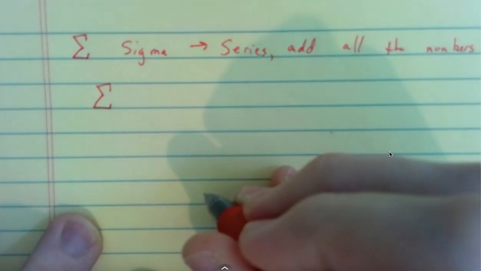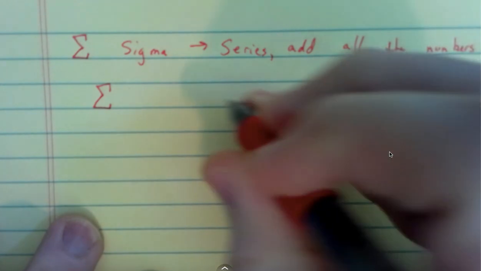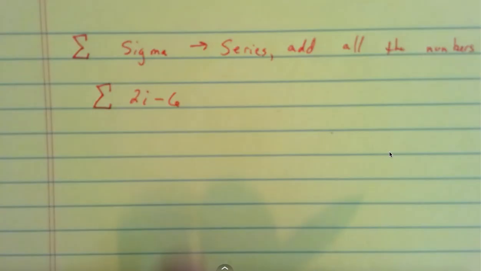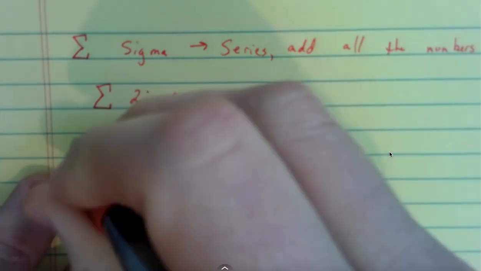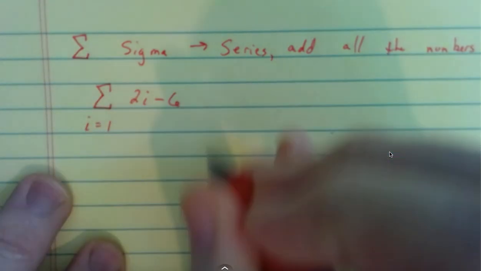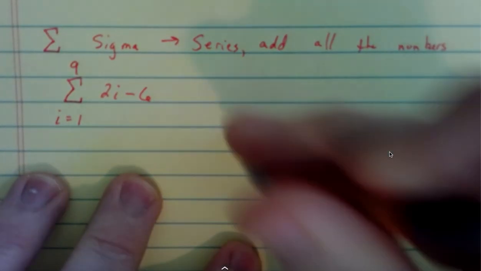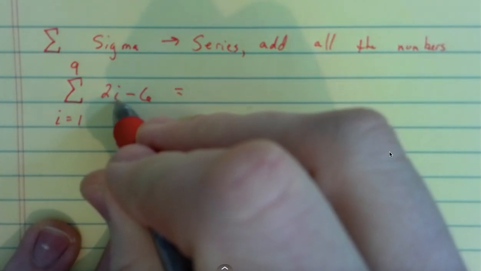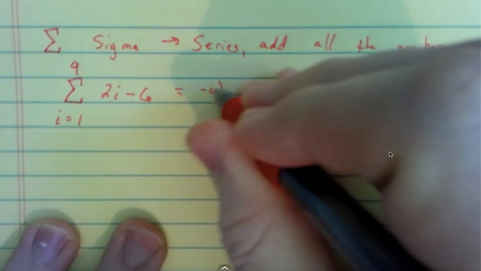Just to show you what this looks like, when we write this formula, you're going to have sigma of some explicit formula that shows you the terms in the sequence. So here I'm going to do sigma of 2i minus 6. And here i just represents our index. It's a placeholder. And this is going to tell me that I'm going to go from i equals 1, so the first term, all the way up to the 9th term.